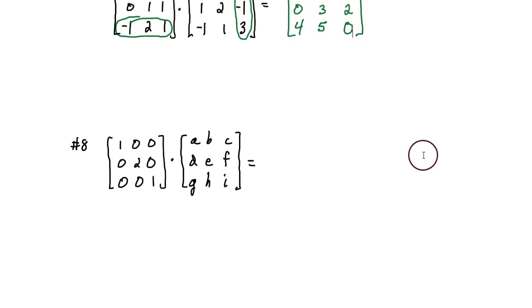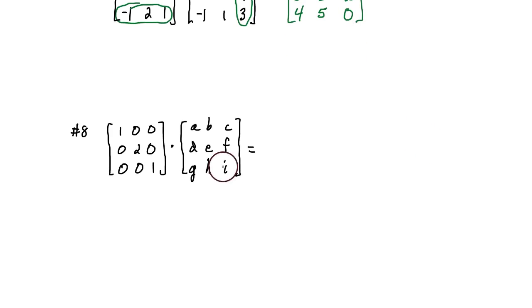Now number 8 has exactly the same problem. It's a 3 by 3 times a 3 by 3. And so the answer is a 3 by 3. We just need to run through the process. 1 times a is a, plus 0 plus 0. This makes a. 1 times b is b, plus 0 plus 0. So this is b. 1 times c is c, plus 0 plus 0. So this is c. Now let's go across the middle row.